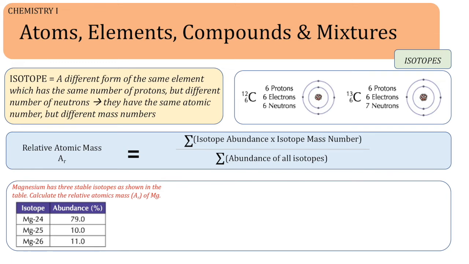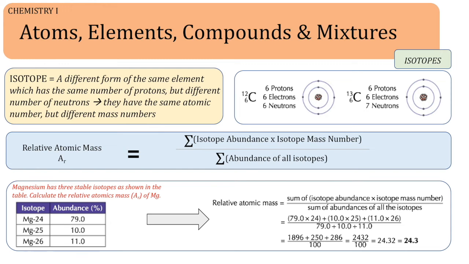Magnesium has 3 different isotopes with a mass of 24, which is by far the most common one, as it has a 79% abundance. We have magnesium 25 and magnesium 26. We'd expect the relative atomic mass to be very close to 24, as 79% of magnesium atoms are of the Mg24 variety. We do the calculation as follows, multiplying mass number by abundance for every isotope and summing the answers, then dividing by the total abundance. We then see the average mass of a magnesium atom, taking into account all of its isotopes, is 24.3.